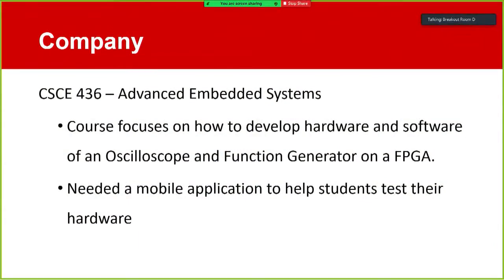Alrighty, so the group that we did this project for was the CSE 436 Advanced Embedded Systems course. In this course, students focus on how to develop hardware and software of an oscilloscope and function generator on FPGA. And in this course, to test their hardware and software function generator and oscilloscope, they either need a mobile application or a physical oscilloscope or function generator to test to make sure that the thing that they built was both correct and accurate. And now we will move on to the problem and opportunity.